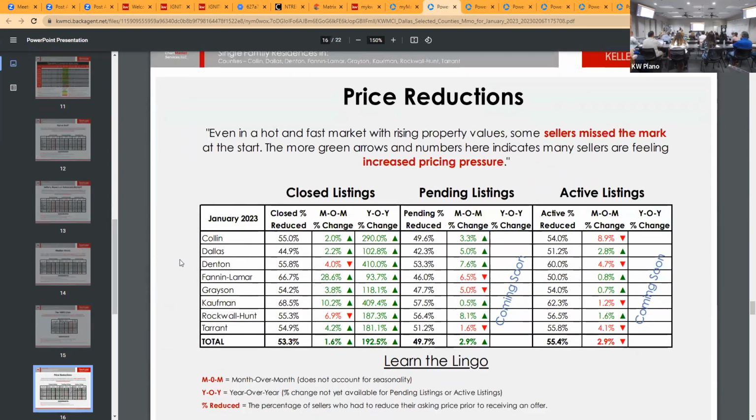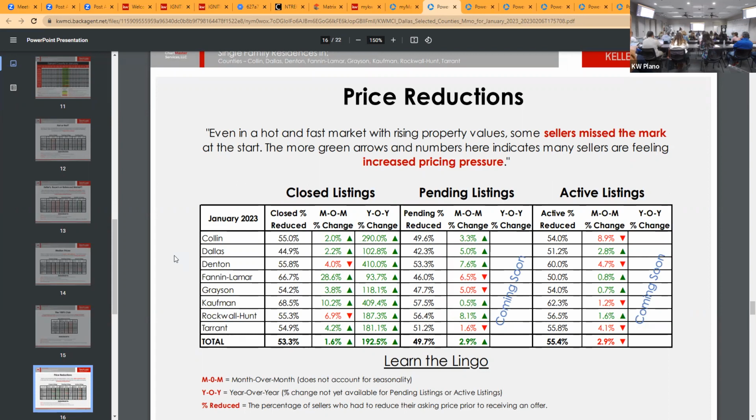Okay, this one, we use on practically every listing presentation: price reductions. In Collin County, as an example, there's been a 2% increase in closed listings, a 3% increase in pendings, and an almost 9% decrease in active listings. This tells a completely different story than what the media is saying right now. I don't know if y'all watched any of those articles, they're driving me crazy.